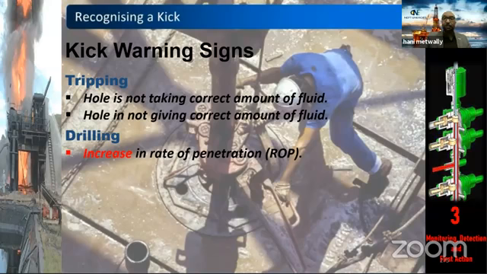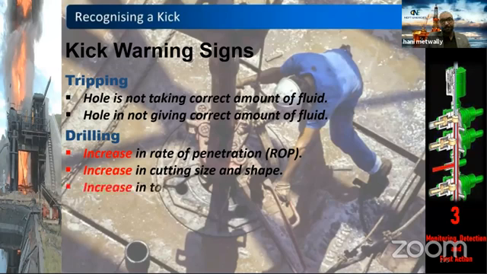So the rate of penetration increased. Also, during drilling, we need to monitor the cutting size and the shape of the cutting. If the cutting size and shape increased or changed, in this case, it will be a warning sign that we have a kick. Remember, all of this is a message from the formation. Also, during drilling, if the torque increases, it will be like a warning sign.